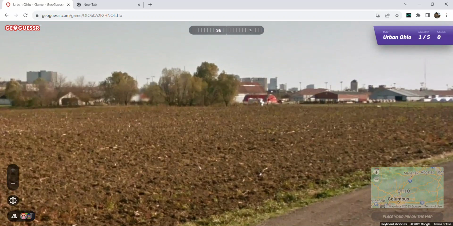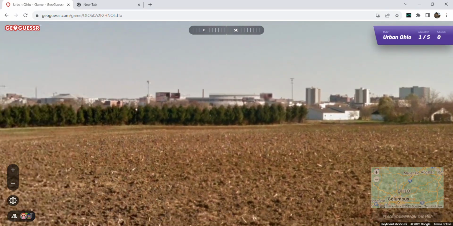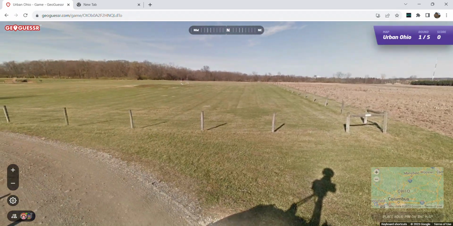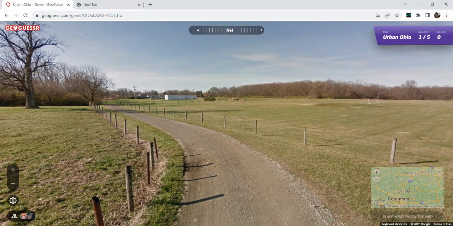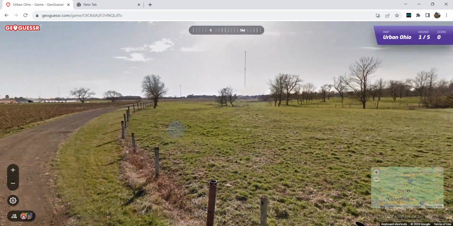I am going to be playing this map no moving. And I really regretted that when I first got dropped here, right? When we look at the scene, I thought, how could this possibly be urban Ohio? It looks like we are in the middle of a farm.